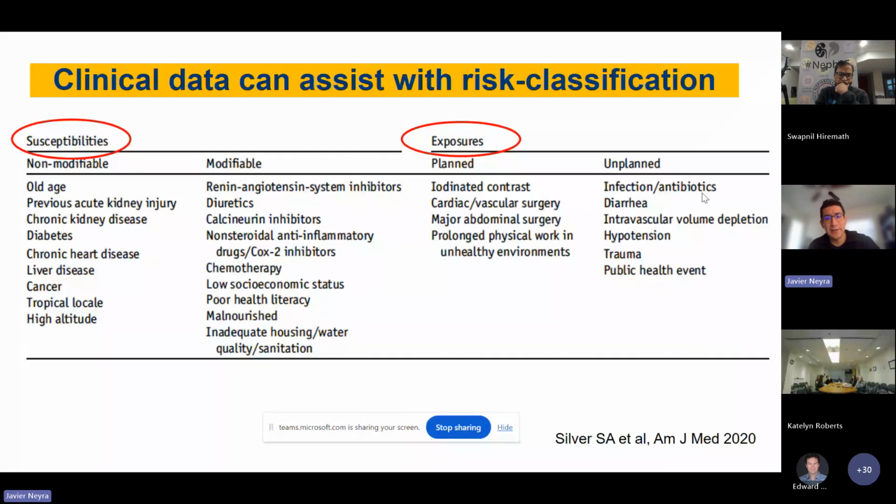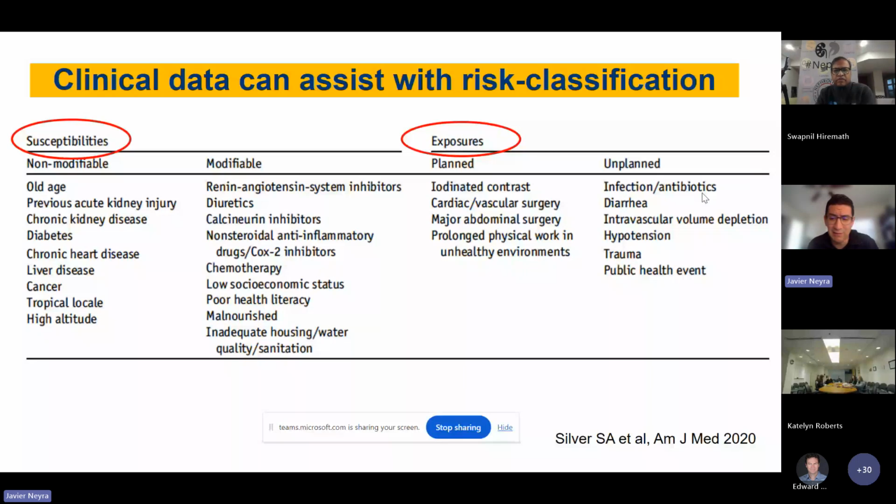For the fellows on the call, when you later go to evaluate patients in the hospital, you can identify susceptibilities of the patients to AKI. Some are non-modifiable, like the age, the status of chronic kidney disease, and certain comorbidities, and also modifiable risk factors, most of the time according to the drugs these patients are exposed to. And then we identify the exposure. Some of them are planned, like patients going for elective surgeries, and some of them are unplanned.